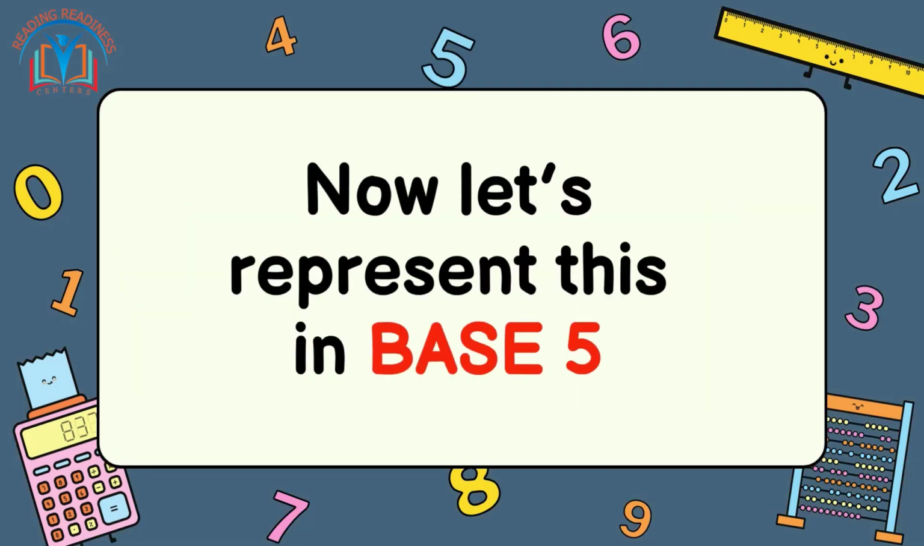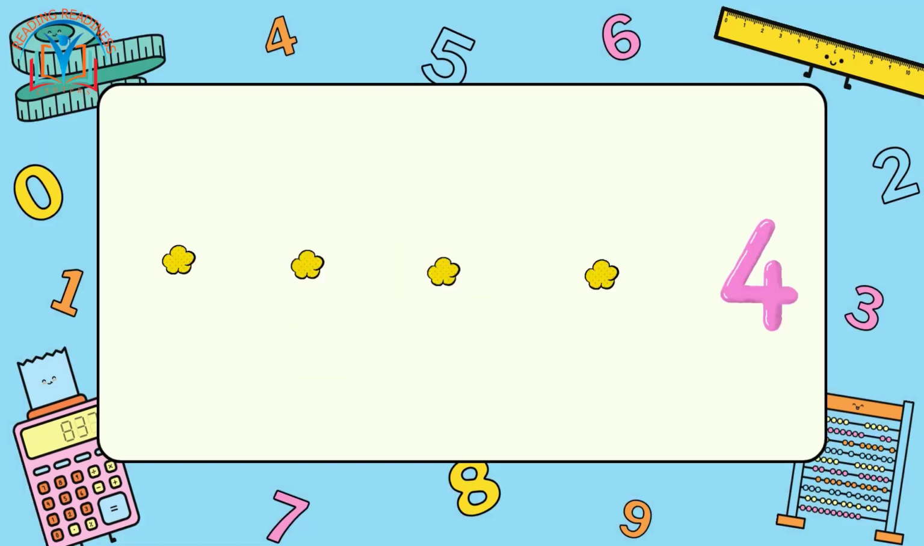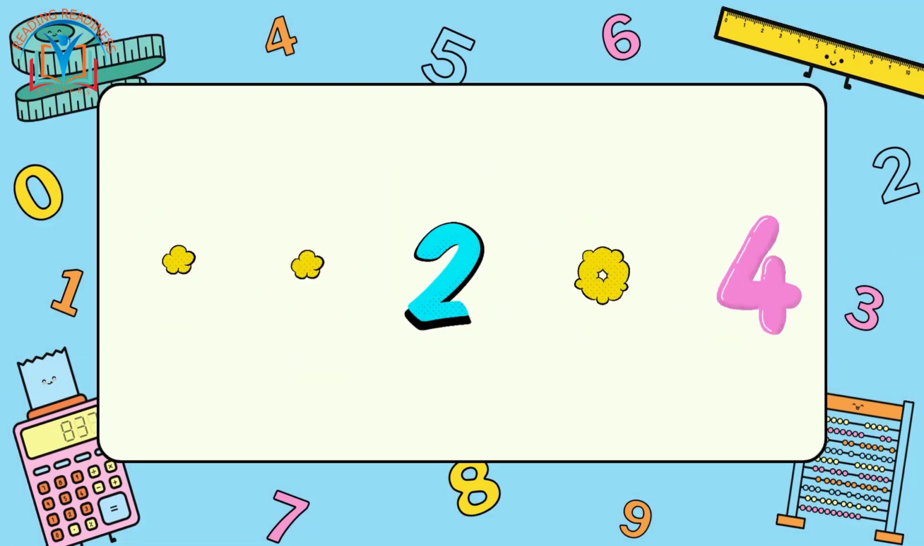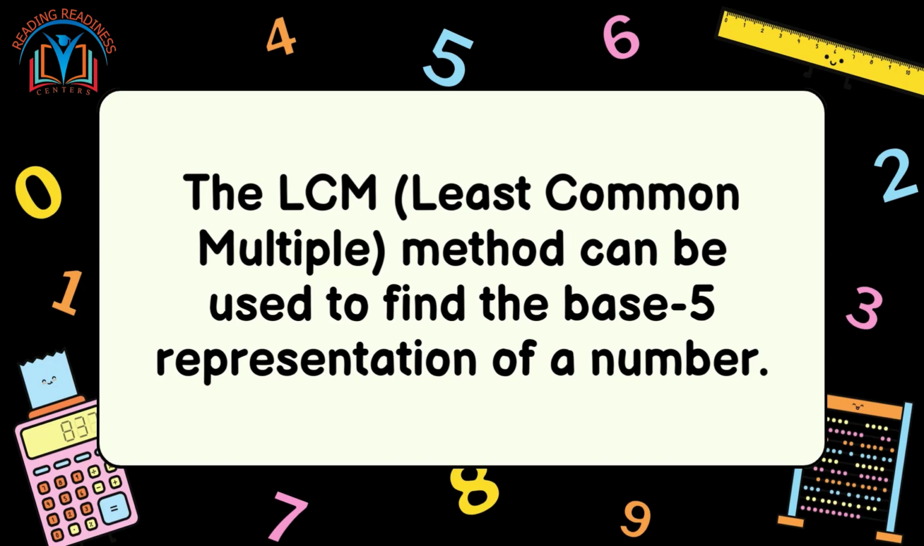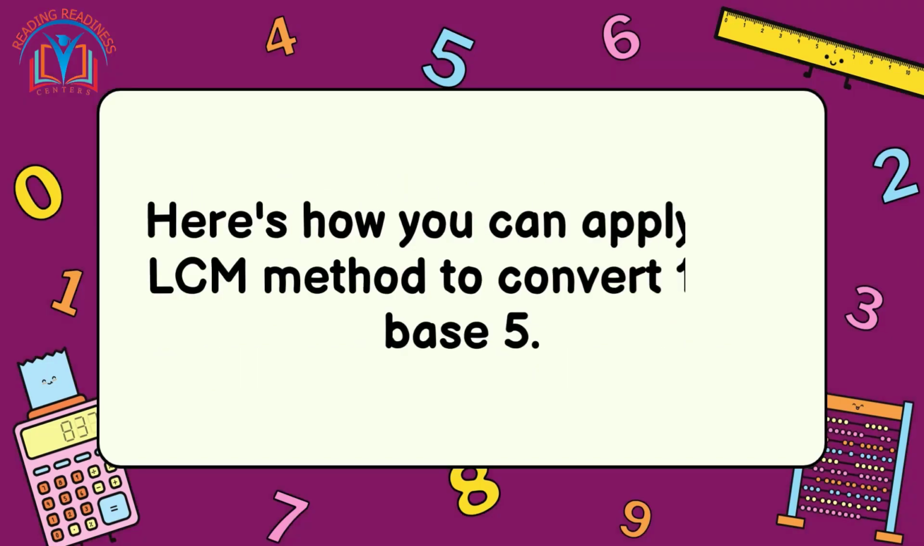Now, let's represent this in base 5. In base 5, the digits are 0, 1, 2, 3, and 4. The total number of candles, 17 in base 10, is represented as 32 in base 5. The LCM, least common multiple, method can be used to find the base 5 representation of a number. Here's how you can apply the LCM method to convert 17 to base 5.